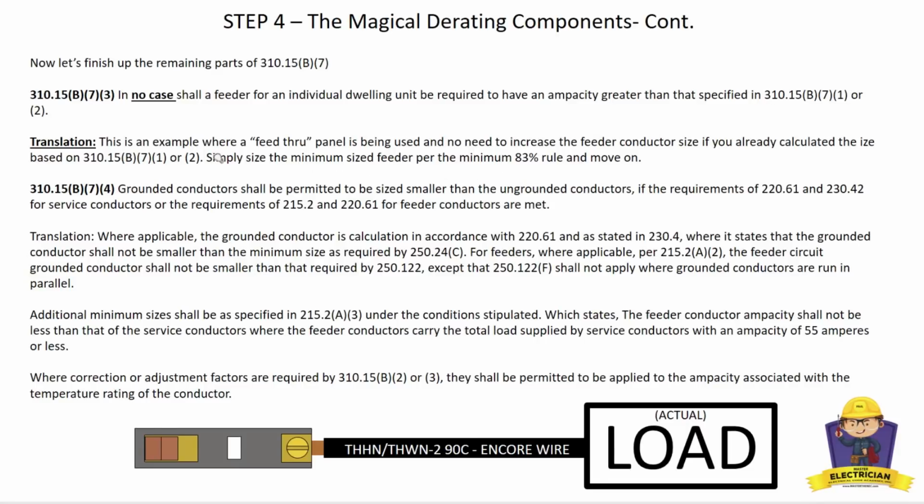A good example of this would be maybe a feed-through panel that's being used where you size the conductors based on 310.50 B7.1 or B7.2. And somehow you end up with a feed-through where your conductor results in possibly a larger conductor that's going out to that individual dwelling unit. Well, the code here is saying no, it does not have to be increased in size, okay? Simply size the minimum size feeder per the minimum 83% rule and move on. Don't make B7.3 complicated. It's basically saying this.